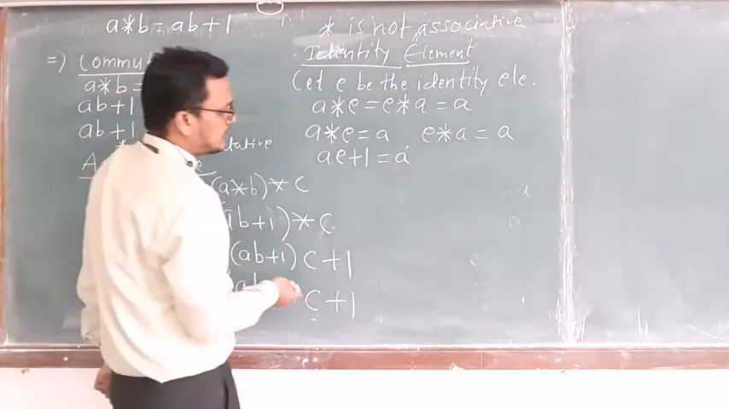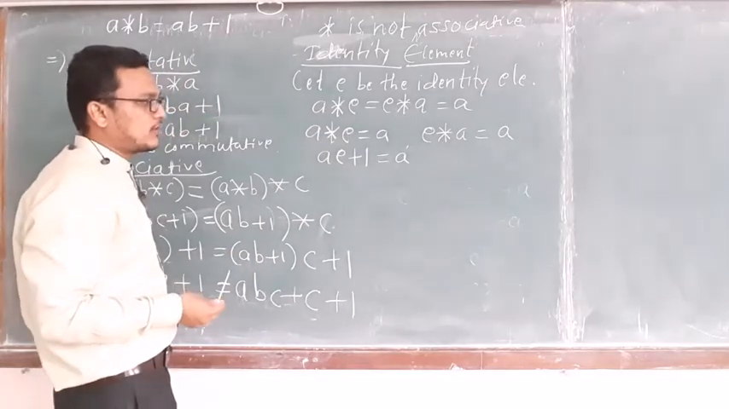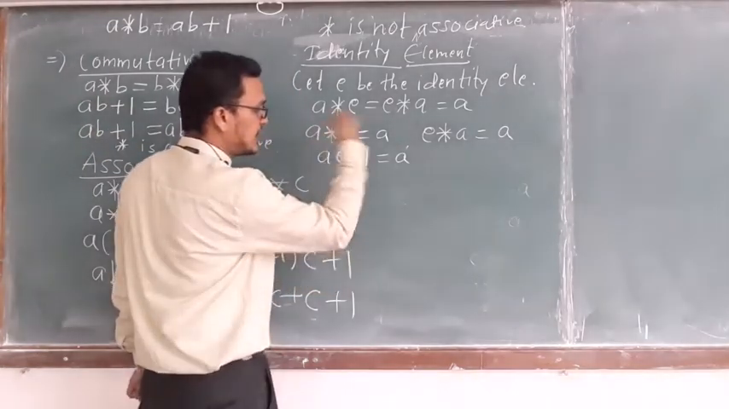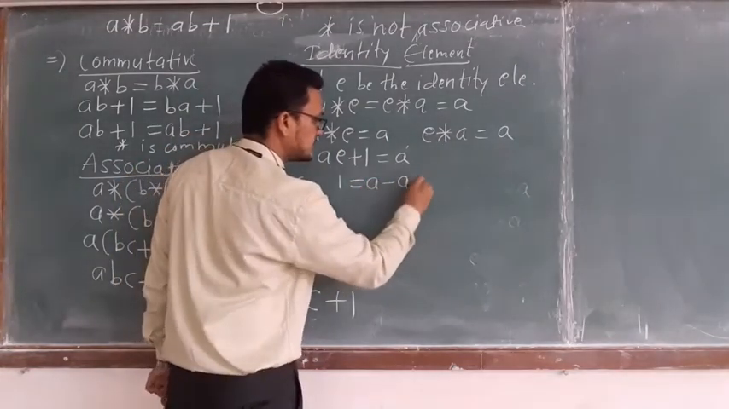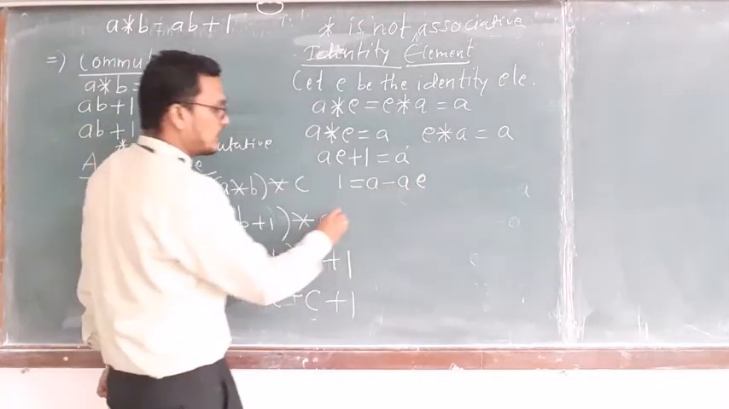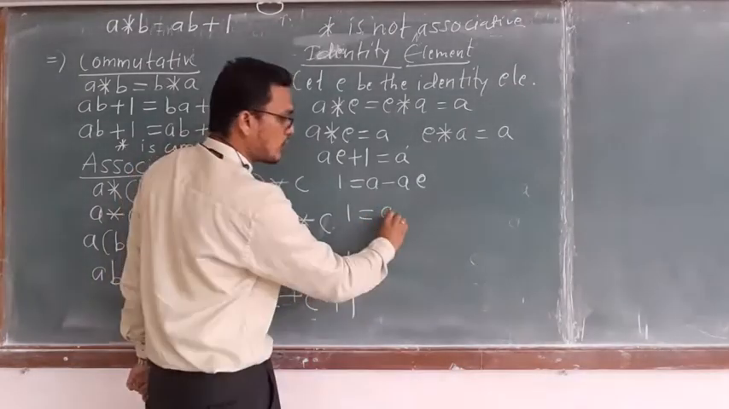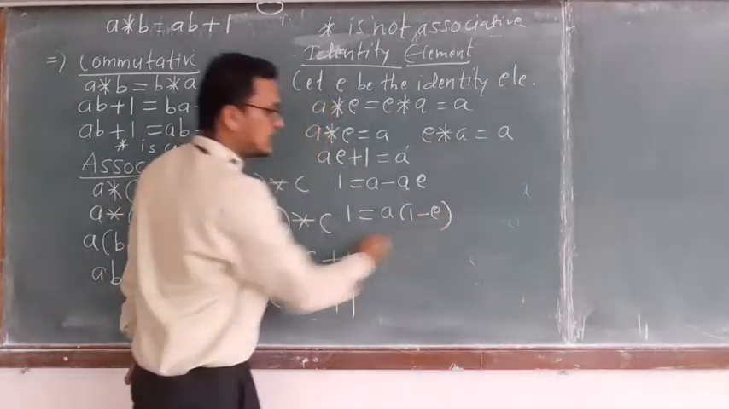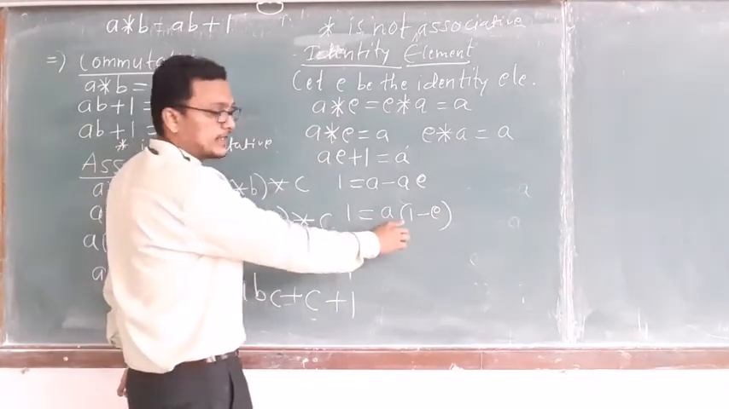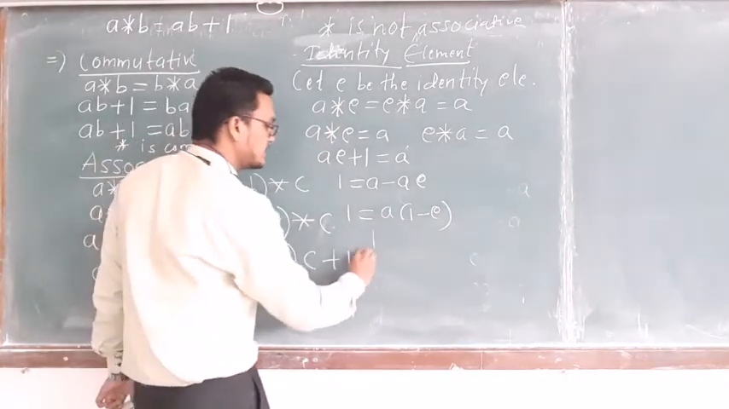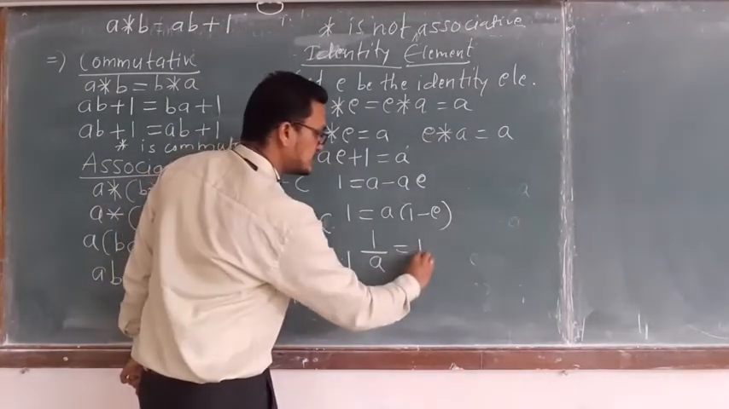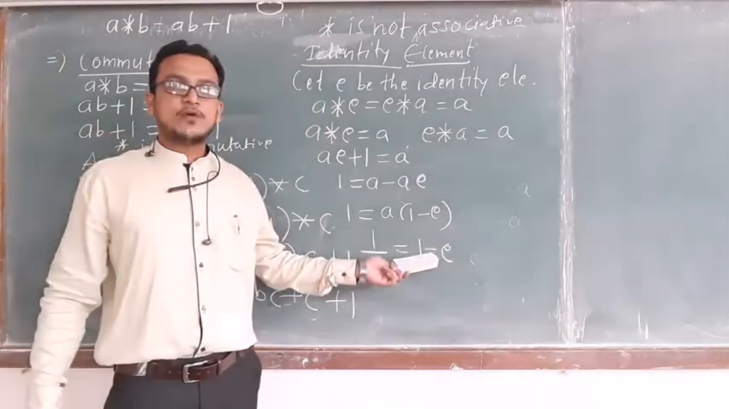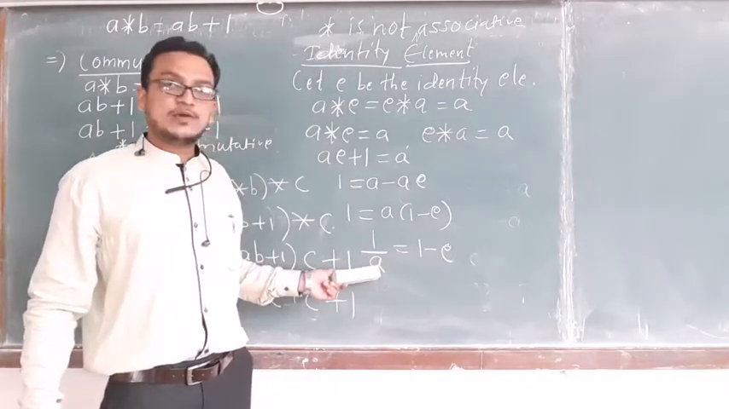Now here you have to simplify this for E. So therefore 1 is equal to AE, and transfer to that side: A minus AE. Or 1 is equal to A, A is common. What is left here? It is 1 minus E. Now A is multiplying, transfer to this side, it will divide. So 1 by A is equal to 1 minus E.